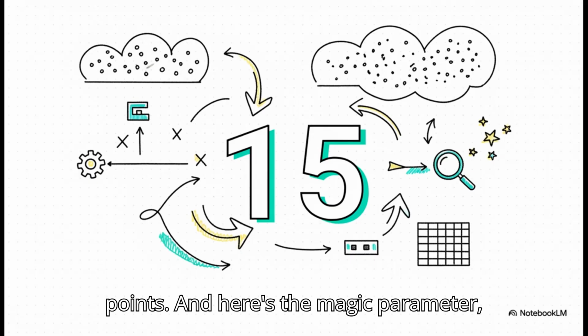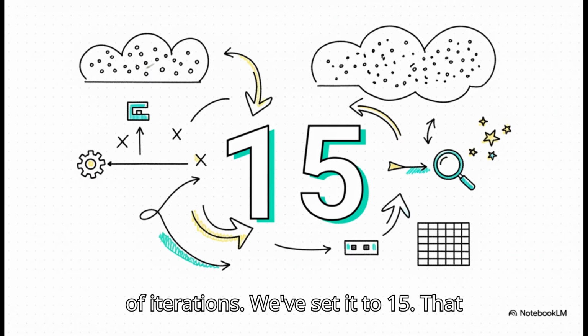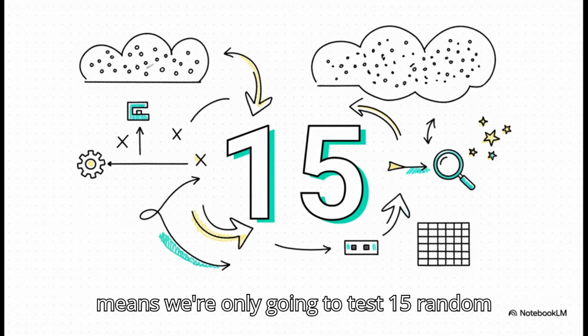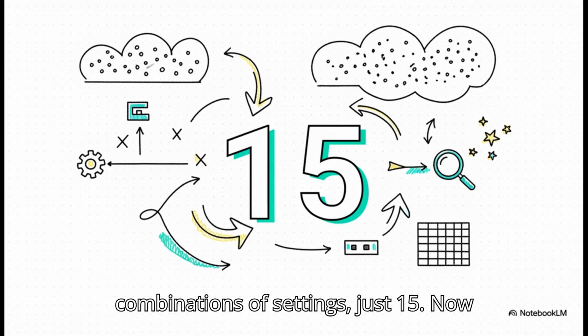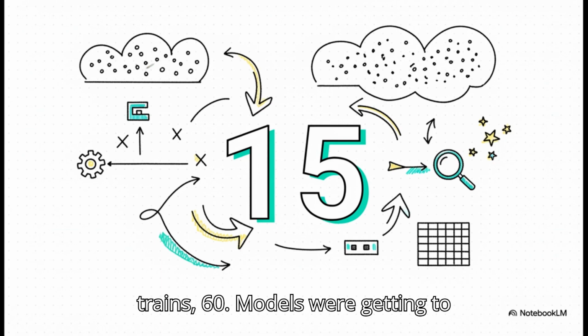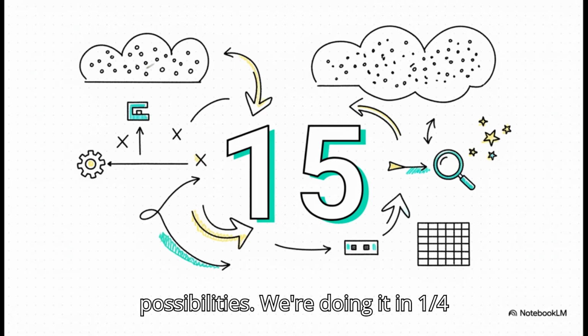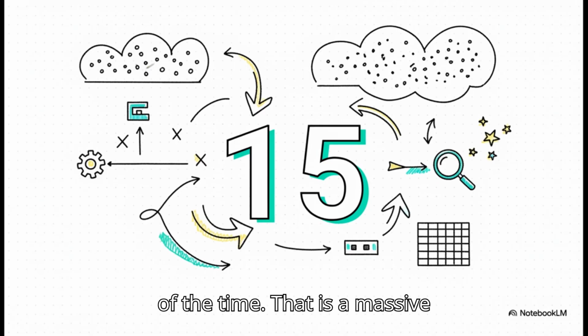And here's the magic parameter, n_iter. That just stands for the number of iterations. We've set it to 15. That means we're only going to test 15 random combinations of settings. Just 15. Now think back to grid search. It had to train 60 models. We're getting to explore a much bigger space of possibilities, but we're doing it in a quarter of the time. That is a massive win.